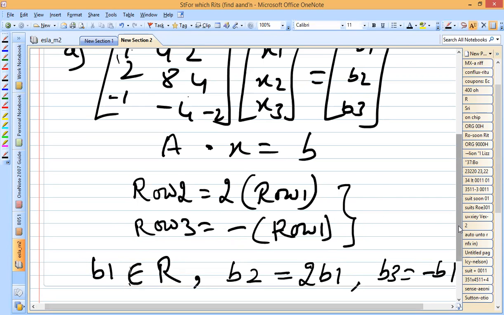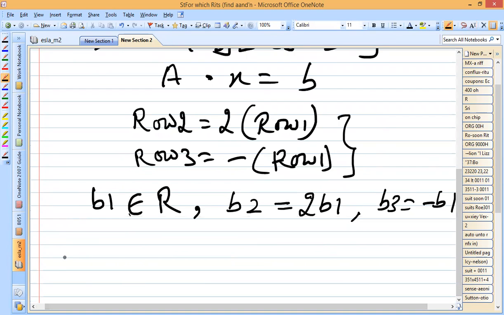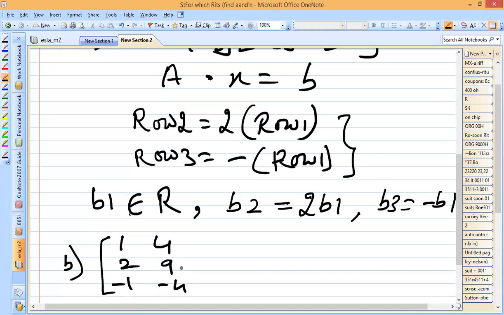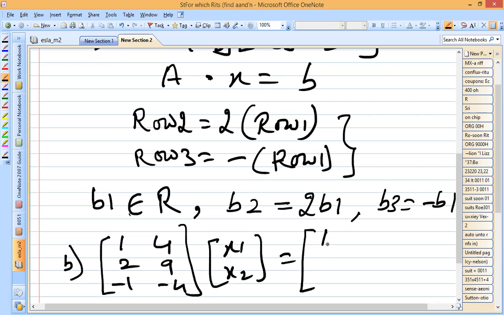Similarly, I'll give one more matrix. You just try for this now itself and tell me the answer. 1, 4; 2, 9; minus 1, minus 4 multiplied with x1, x2, which is equal to b1, b2, b3. Observe and tell me what should be the conditions on b1, b2, b3 for the system to be solvable.